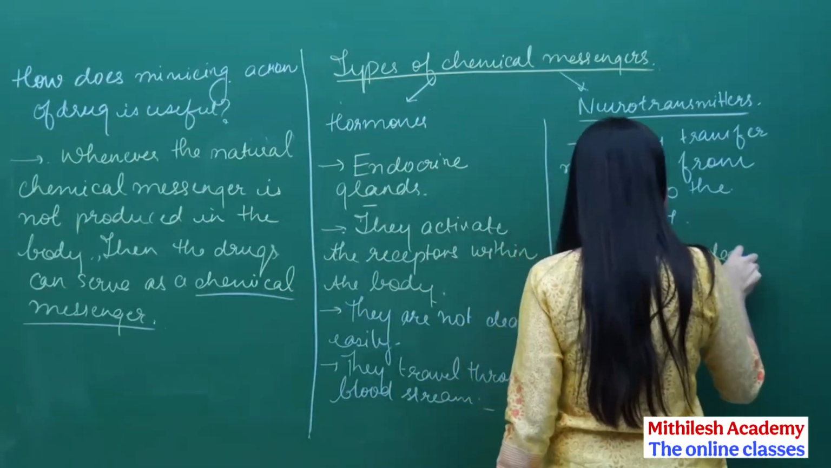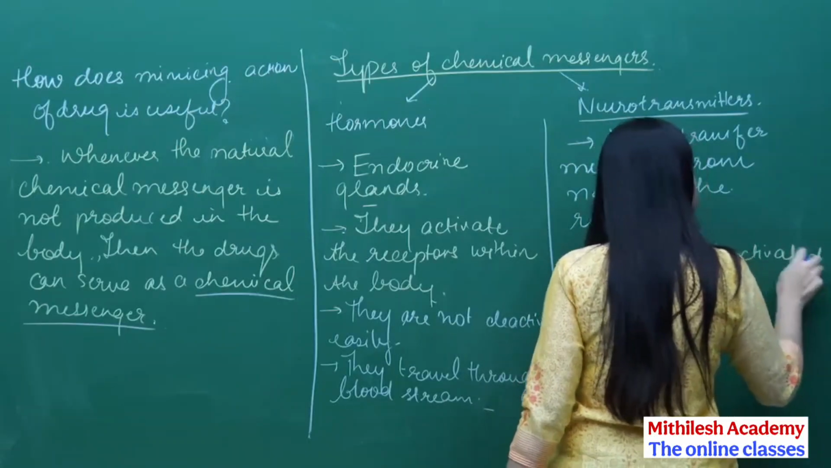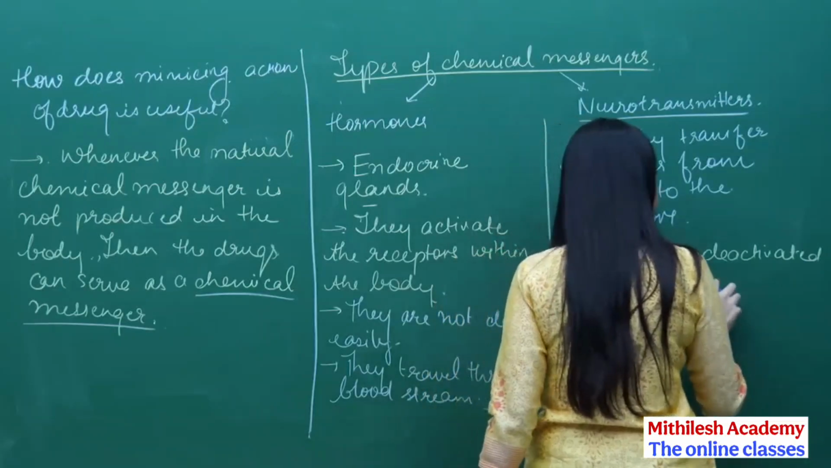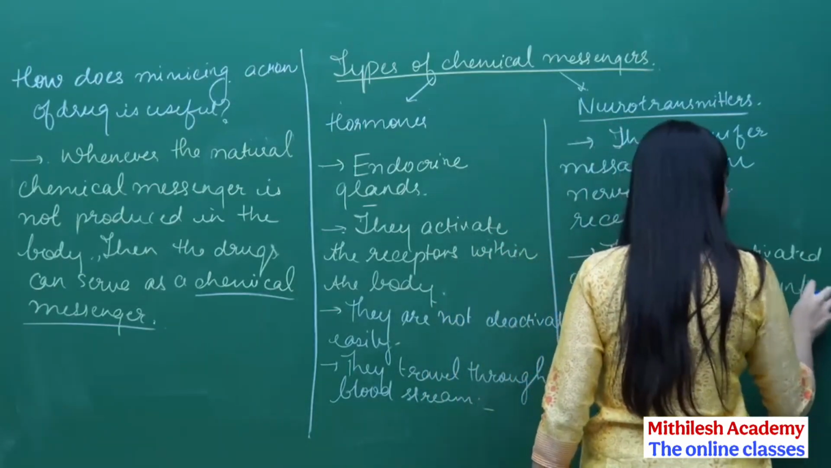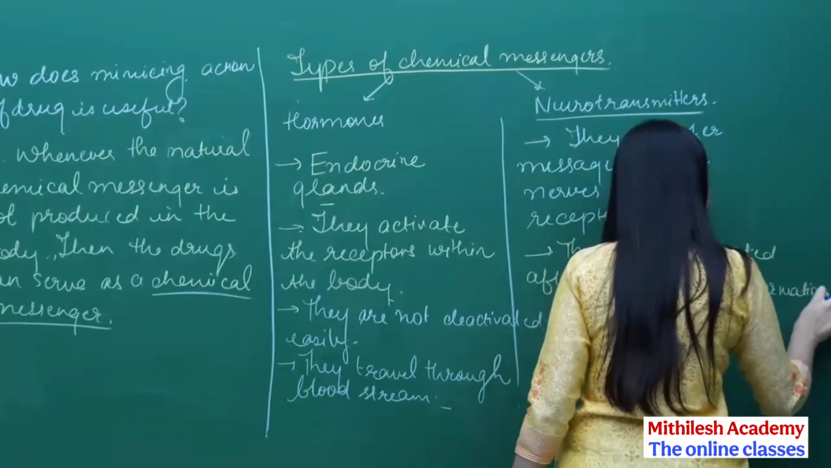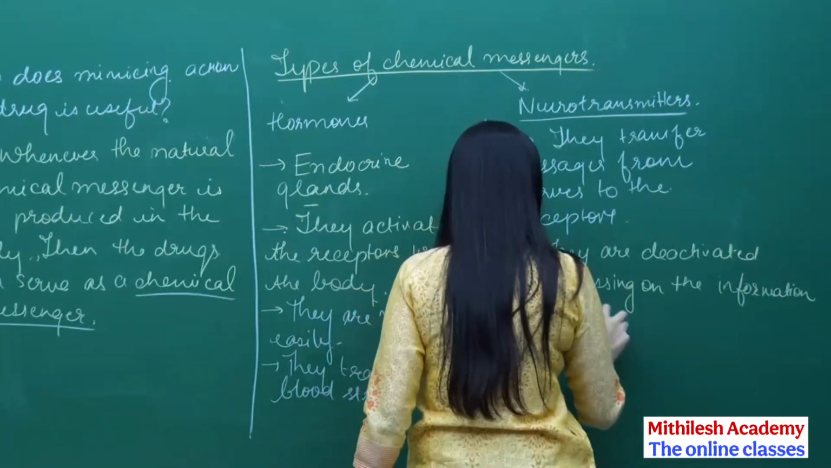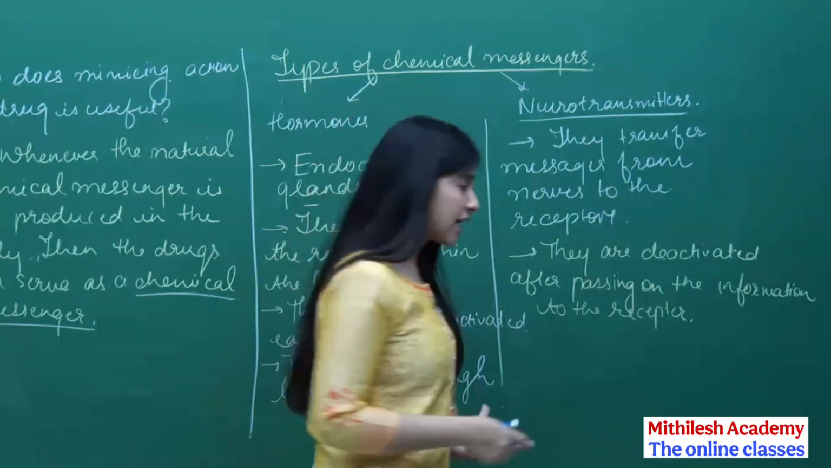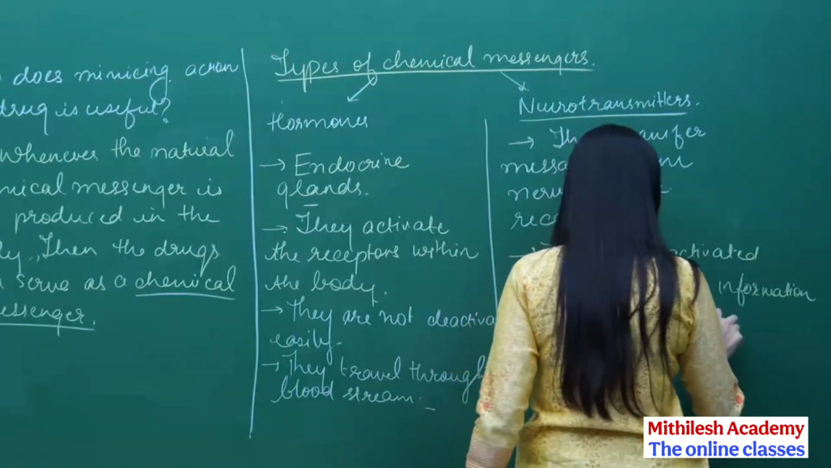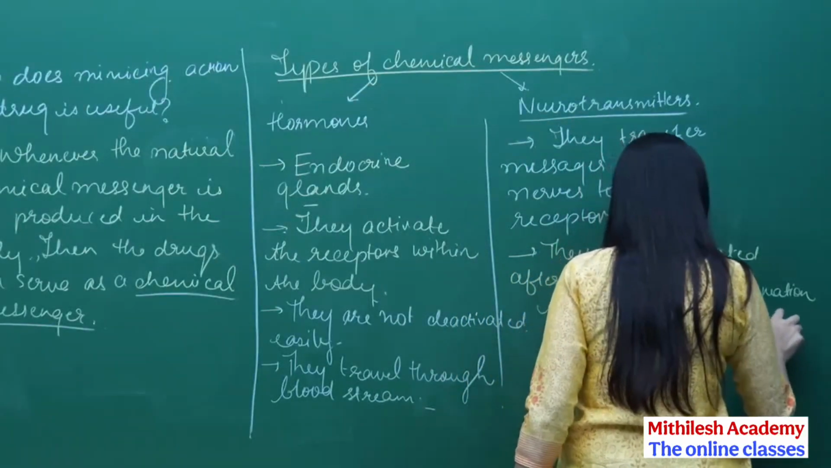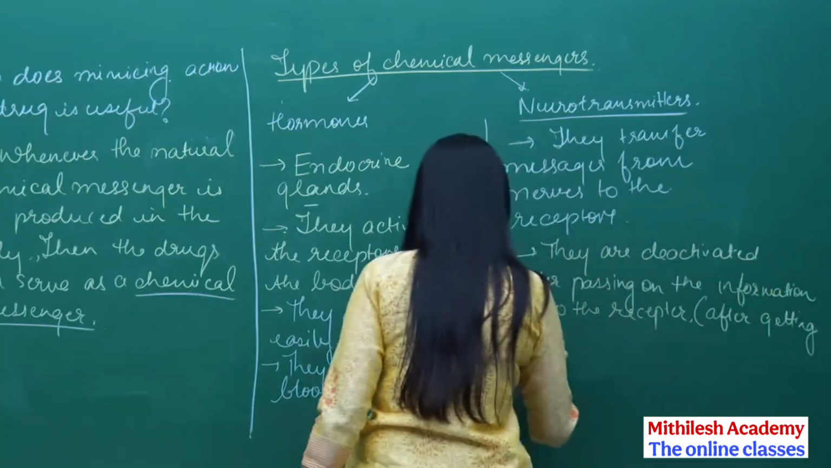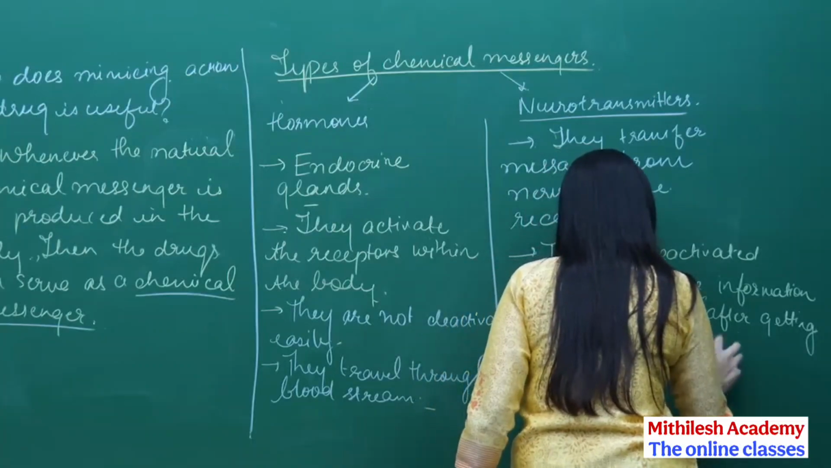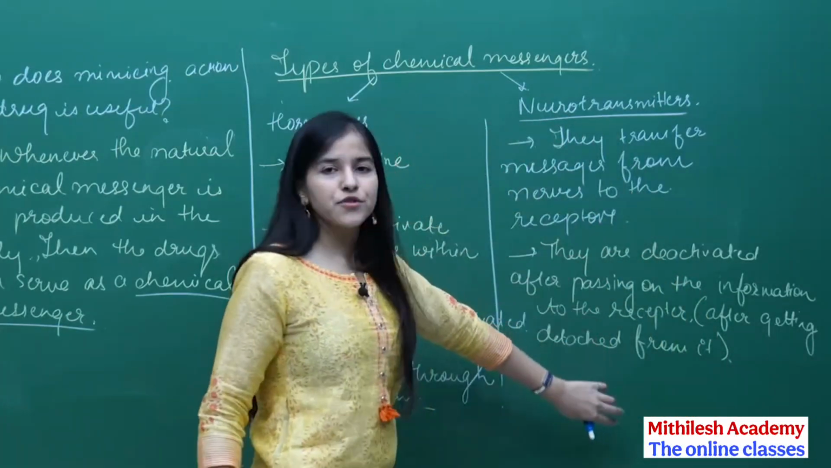They are deactivated after passing on the information to the receptor and after getting detached from it. So I am just writing this in brackets: after getting detached from it. So that is how the neurotransmitters work.